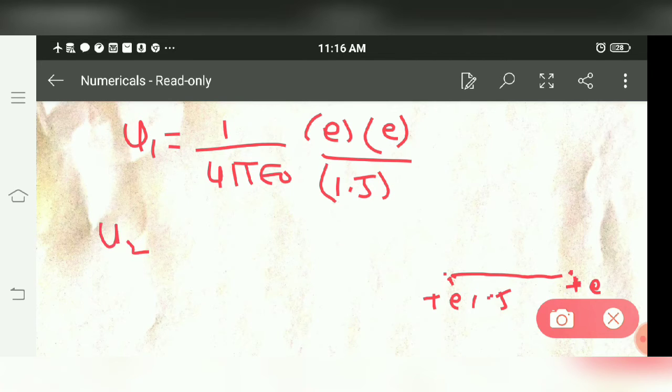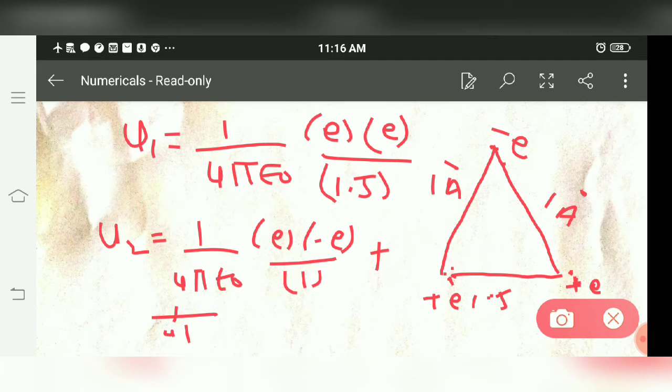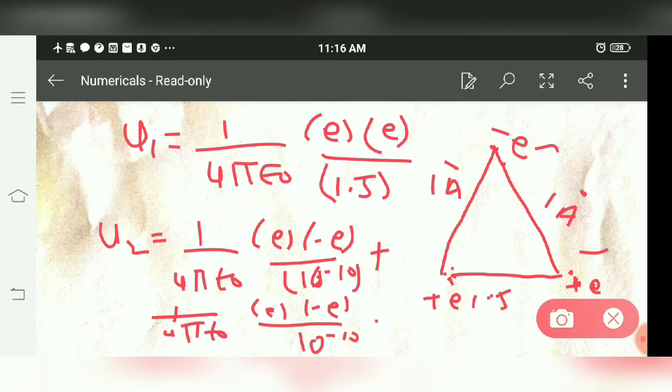Now for U2, we have to bring the electron, minus E, at a distance of 1 angstrom from each. So U2 equals 1 by 4 pi epsilon naught, the energy between this and this, plus E times minus E upon 1 angstrom, plus 1 by 4 pi epsilon naught, the energy between this and this, plus E times minus E upon 1 angstrom. These are in angstrom. If we change it into meter, it is 10 raised to power minus 10, and this is also 1.5 into 10 raised to power minus 10 meter.